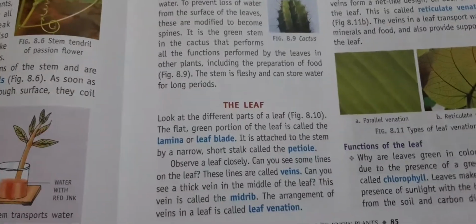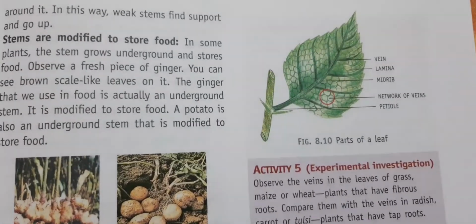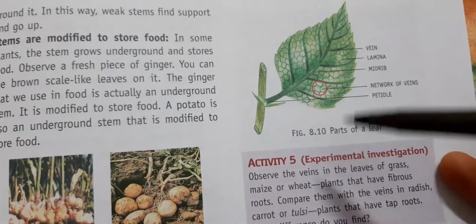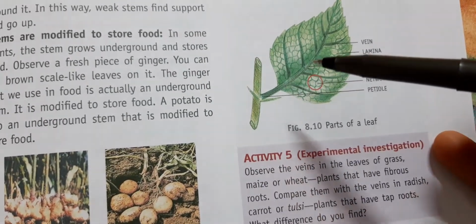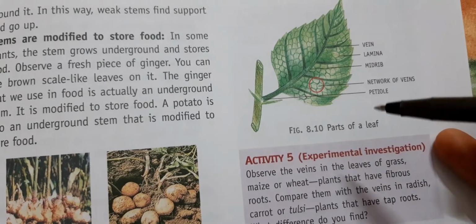If you see the diagram of this leaf, this is a typical leaf, so we can understand the parts of the leaf in this. This is the leaf, and this thing going in between is called the midrib.